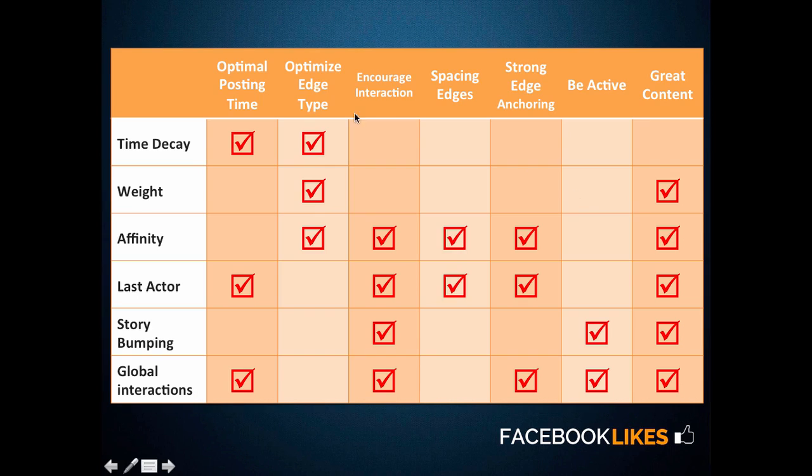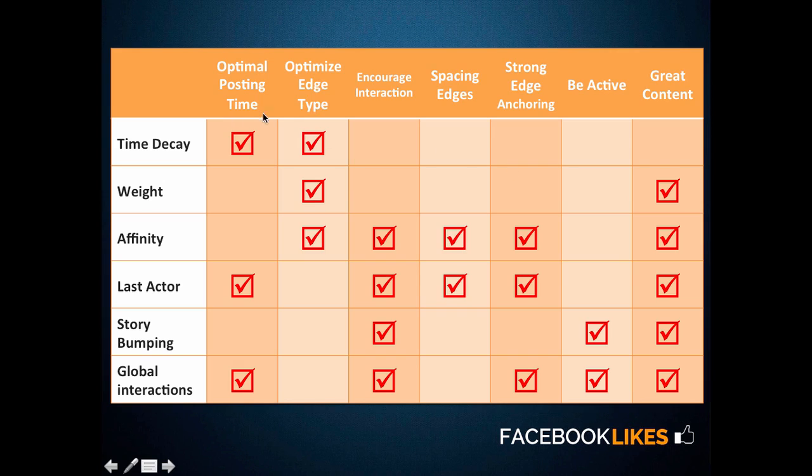So here are the components on the left. They should look familiar: time decay, weight, affinity, last actor, story bumping, and global interactions. Up the top here are our strategies. There's seven of them which I'm going to go through.